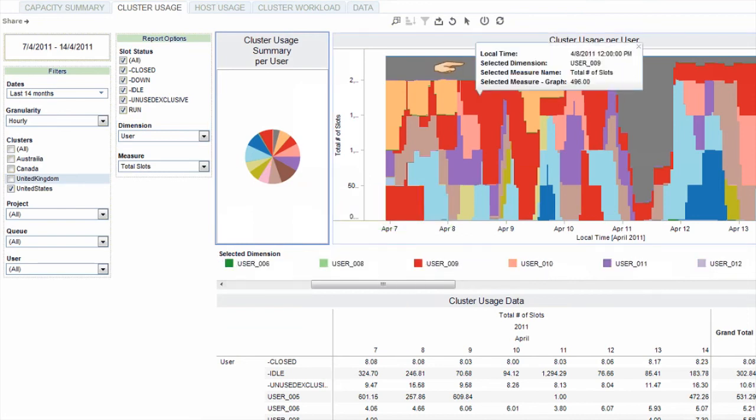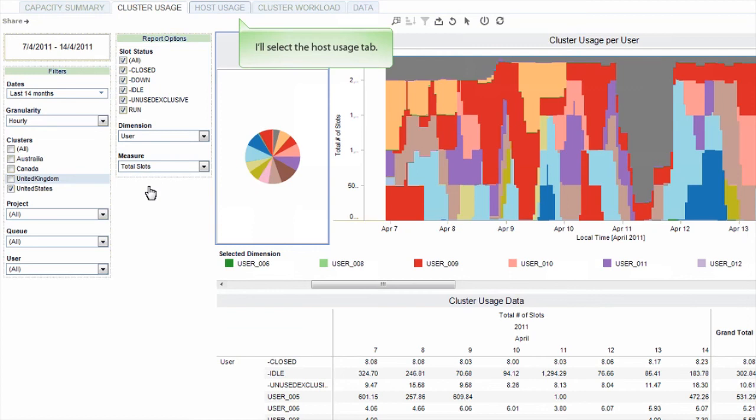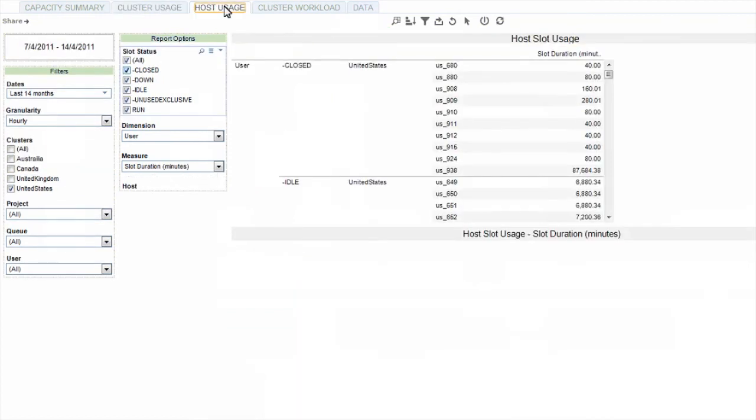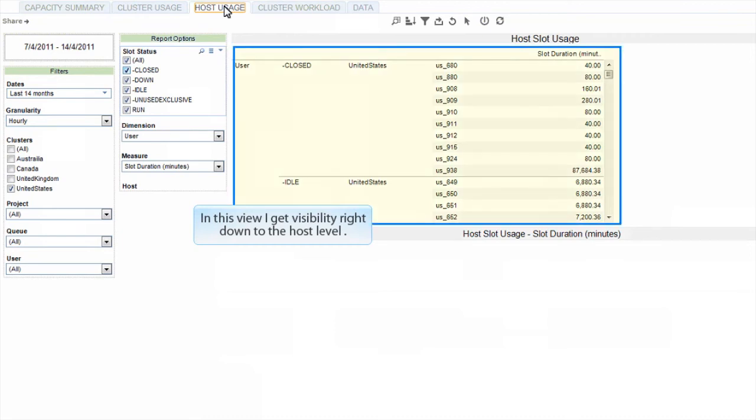I can place my mouse over the graph and quickly see what user is using what amount of resource, when, and for how long. I'll look at the Host Usage tab next. In this view, I get visibility right down to the host level. I can see exactly how long hosts spend in various states. I'll simplify the view by just looking at hosts with a slot status of running or idle.